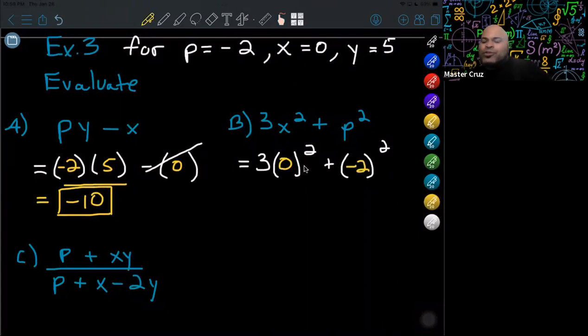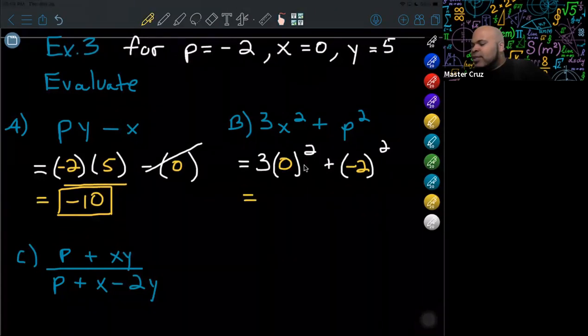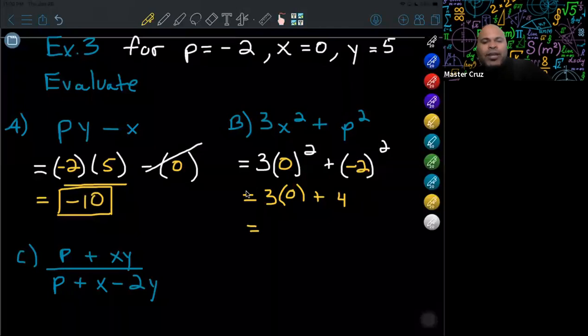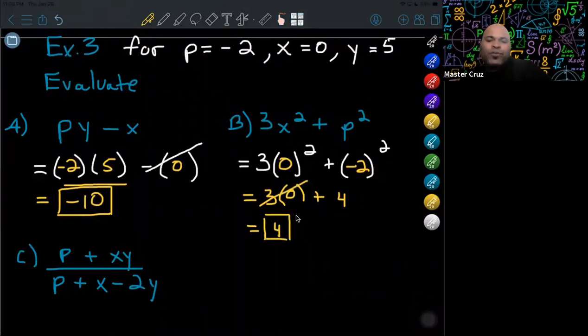Exponents first, right? So exponents first. This is just 3 times 0 plus, because 0 squared is 0 times 0. And then -2 squared is +4, because -2 times -2 is +4. And then we multiply or divide from left to right. So 3 times 0, it's gone. That's 0. There's nothing else. So the answer is 4, because 0 plus 4 is 4.